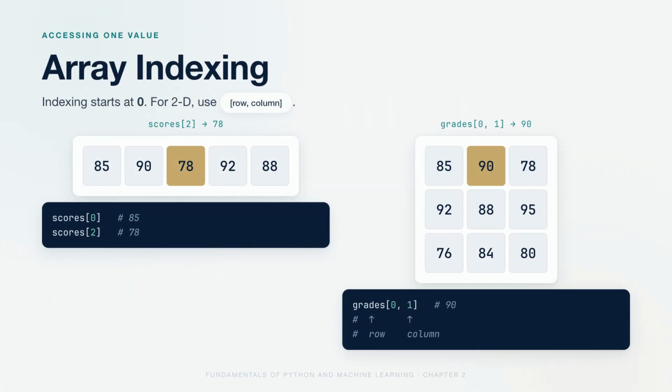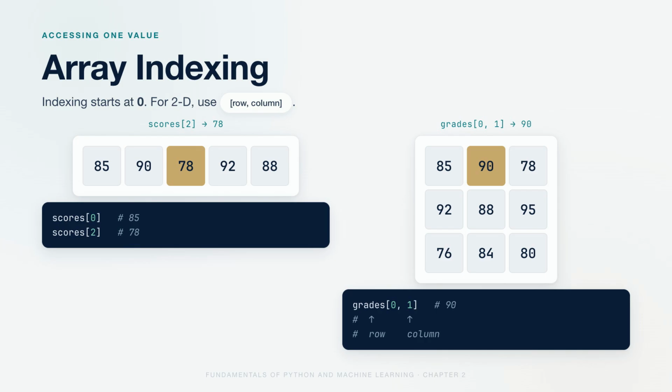Indexing means accessing a specific value inside the array. In Python, indexing starts with a 0. This means that the first item is index 0. The second item is index 1, and so on. If we want the first score, we use the name of the variable and the number of the index between square brackets.